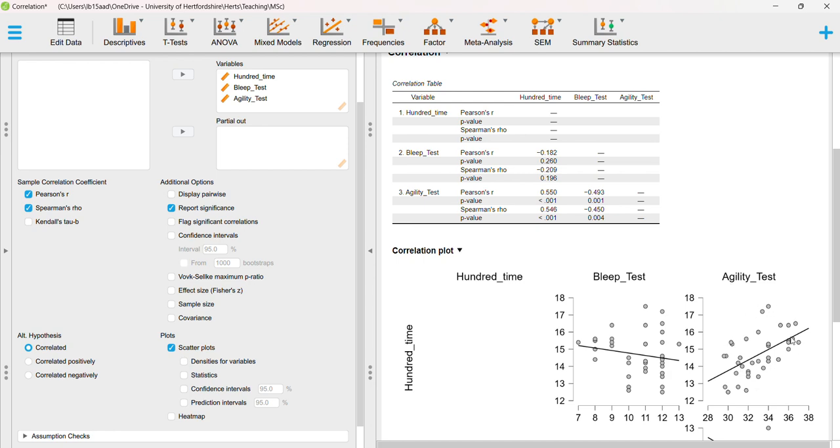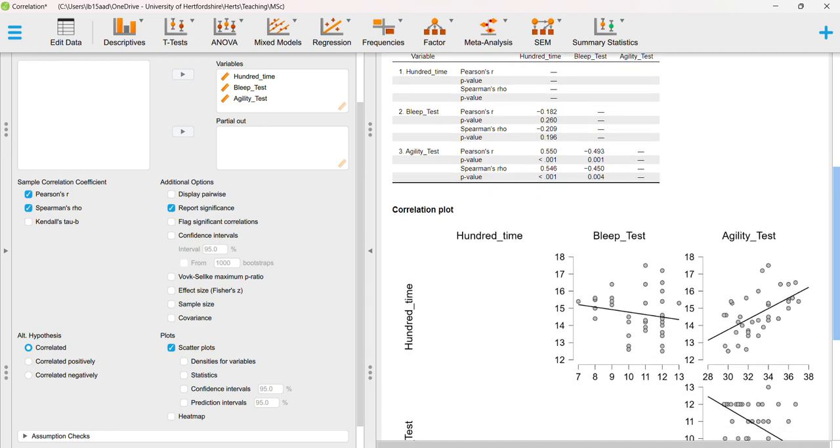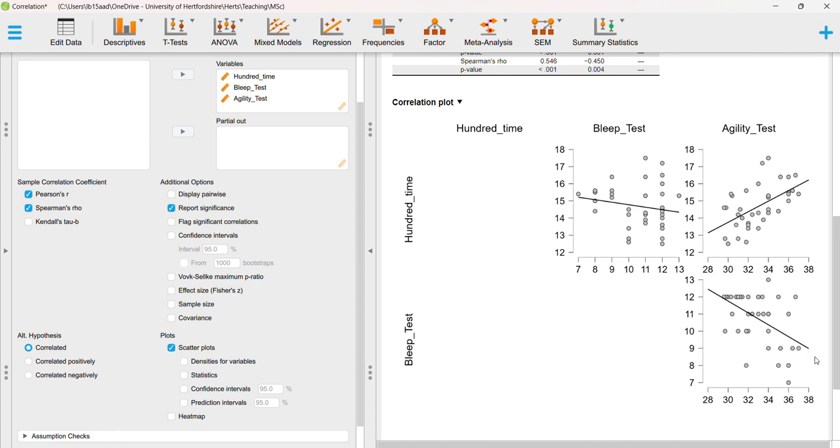That's what that's saying. If we want to look at the 100-meter, the agility and the bleep test, you can see this column in the middle there. Remember, the bleep test is not normally distributed, so we've got to look at the Spearman rho. We've got minus 0.450, and it is significant because the p-value is less than 0.05. So we've got a negative correlation there, and that's what you can see in this graph here. That's why it's always good to have your graphs to understand what's going on. But essentially, that's your statistics done.